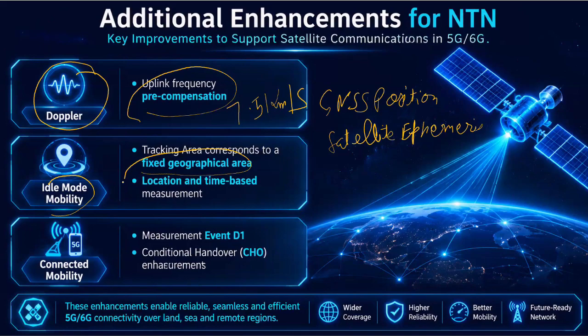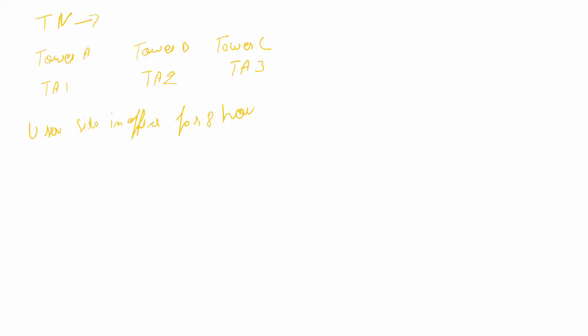Let's understand with one example. Suppose in case of TN, we have tower A, tower B, and tower C, with cells A1, A2, A3. Suppose the user sits in the office for 8 hours. Nowadays, nobody sits in the office for 8 hours, at least 10-hour jobs are there. Okay, so the user sits in the office for 8 hours. The cell never changes, the tracking area never changes because the UE may be latched to this tower. So no update is required and everything is stable.